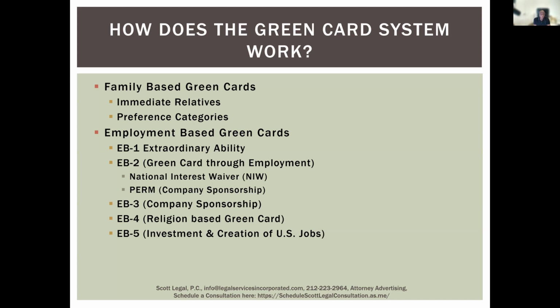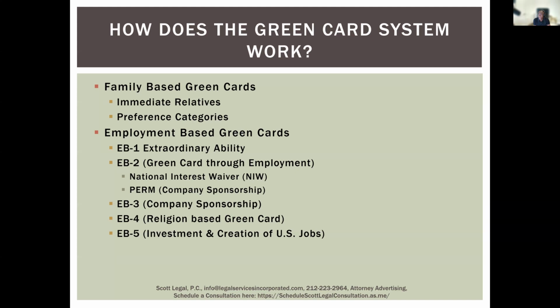And then employment-based green cards are broken down into 5 different categories, EB1 through EB5. The only one we're not going to talk about is EB4, which is a religious-based green card, and our firm doesn't do those. It's a very, very highly specialized area. But we will talk about EB1, EB2, EB3, and EB5.